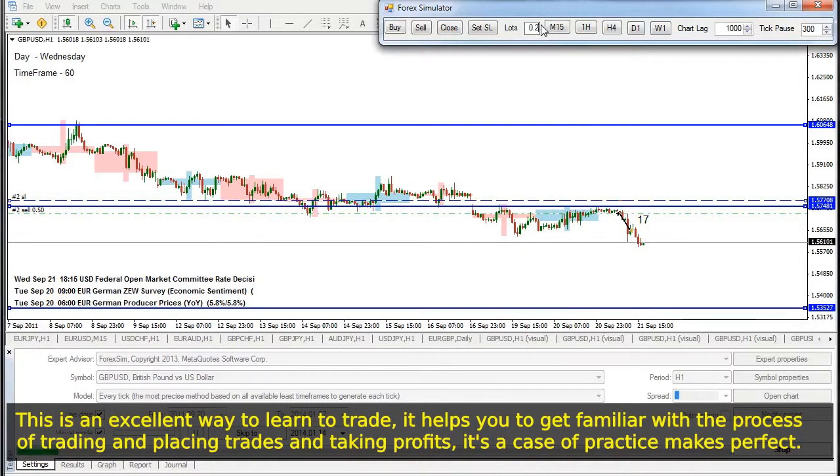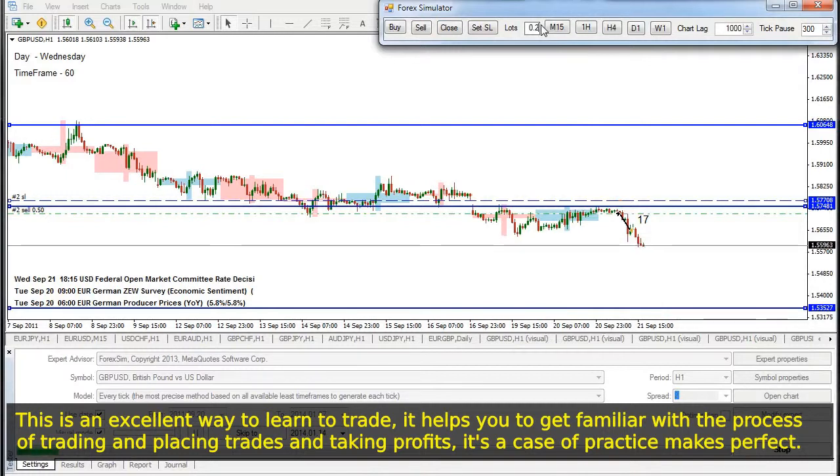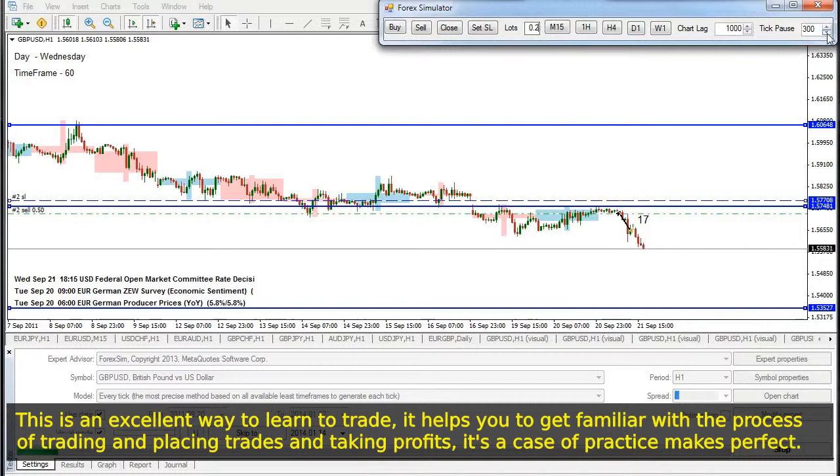This is an excellent way to learn to trade. It helps you get familiar with the process of trading and placing trades and taking profits. It's a case of practice makes perfect.